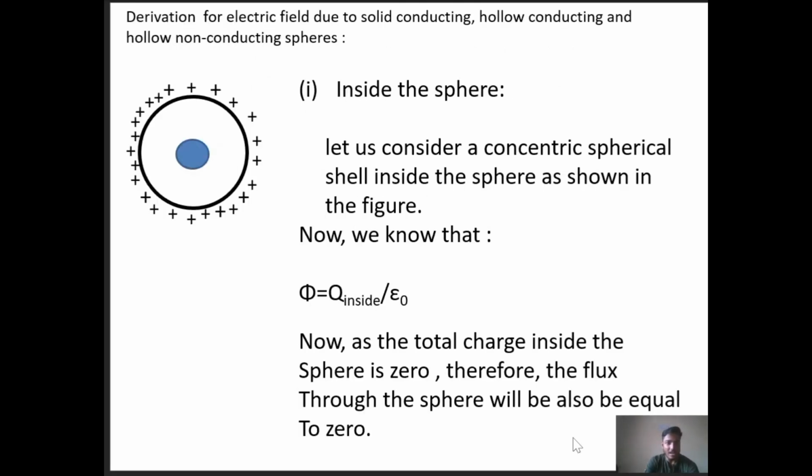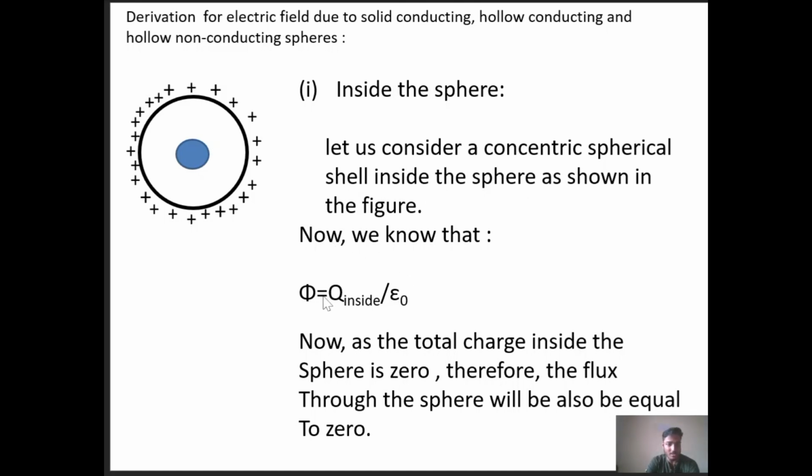Now, the derivation for electric field due to solid conducting, hollow conducting and hollow non-conducting sphere. First of all, let us see what happens inside the sphere. Inside the sphere, let us consider a concentric spherical shell. Here, the blue sphere is the concentric spherical shell that we are discussing.